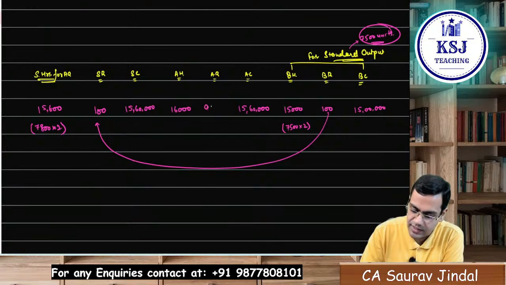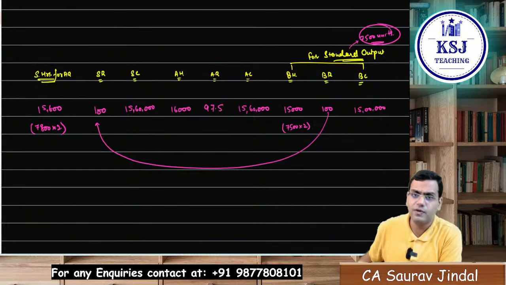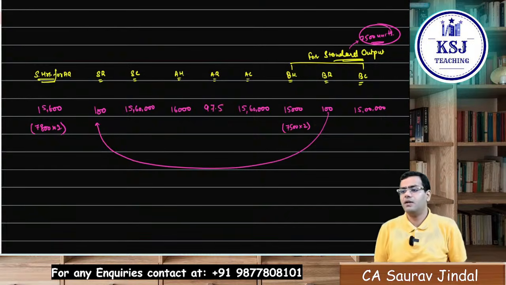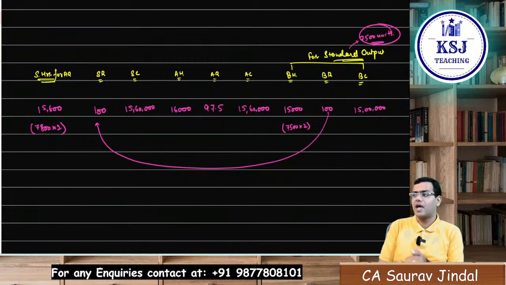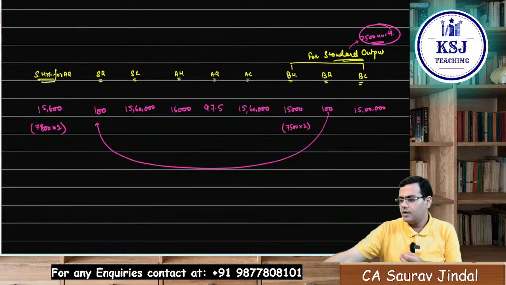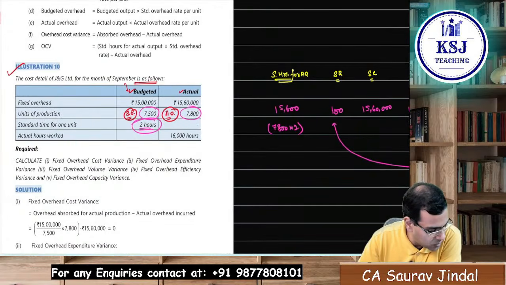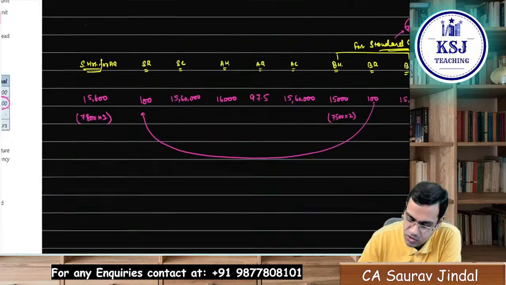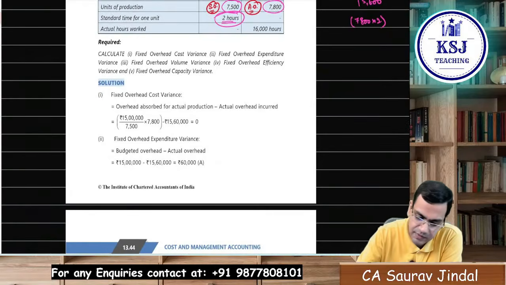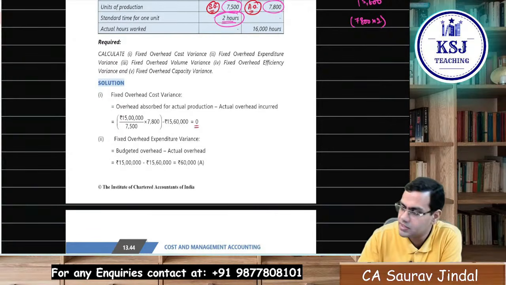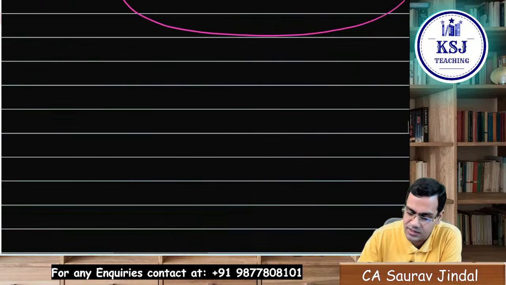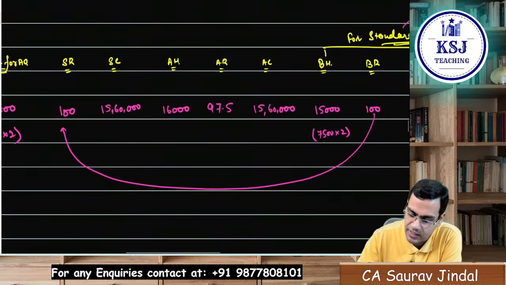Actual rate is 97.5. Even if you do not write the actual rate, it will still be correct, because we do not need actual rate. Any doubts in this question, sir? What are the variances which are asked? Fixed overhead cost variance. What will be the fixed overhead cost variance? Standard cost minus actual cost. So there is no variance. Fixed overhead cost variance is 0, right? Because the standard cost here is equivalent to the actual cost.